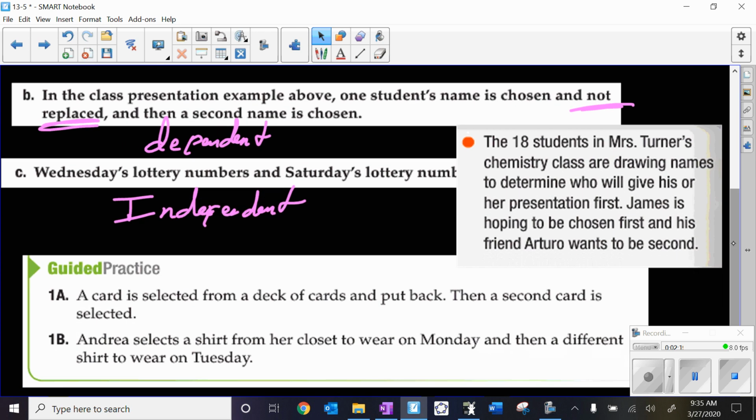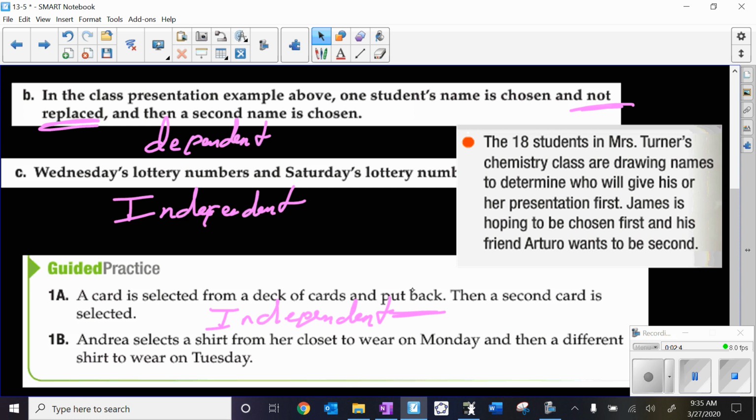We'll do 1A as well. A card is selected from a deck of cards and put back. Then a second card is selected. So since we put the card back, that makes these independent events. If I would have not put it back, then it would have been dependent.